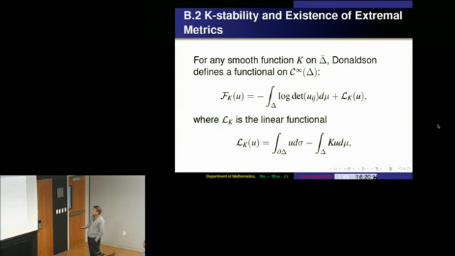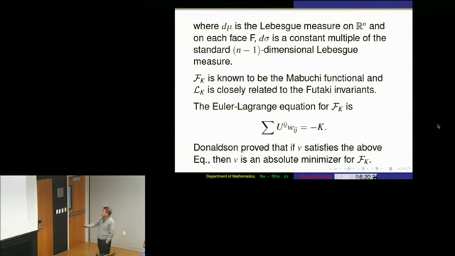Following, we talk about the so-called K-stability and the existence of extremal metrics for any smooth function K. Donaldson defines a functional in this way, where L_K is a linear function. F_K is the Mabuchi functional, and L_K is closely related to the Futaki invariant. The Euler-Lagrange equation for F_K is this equation.